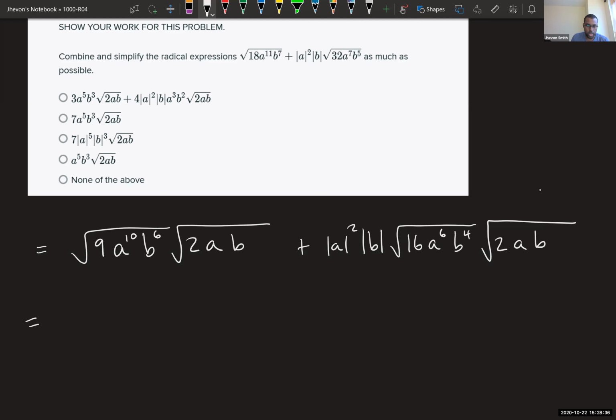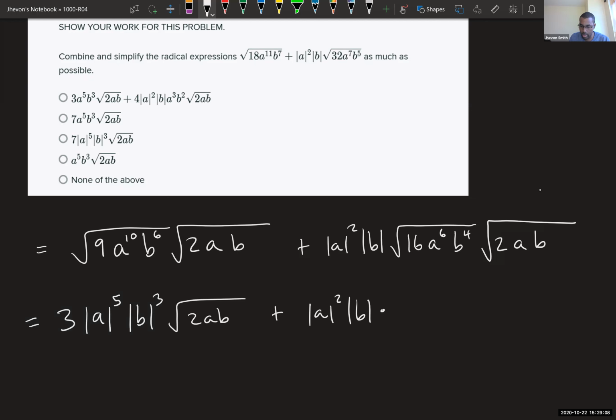So in the first situation, these guys would simplify. The radical of 9 is 3. The radical of a to the 10th is absolute value a to the fifth. And the radical of b to the 6th is absolute value b cubed. Remember, this is when you have an even radical and an even power, you have to take absolute values because the even power is going to create a positive sign if there were a negative sign. So we have that.